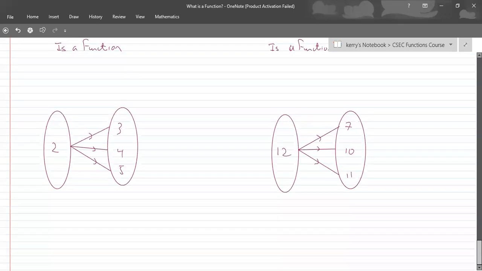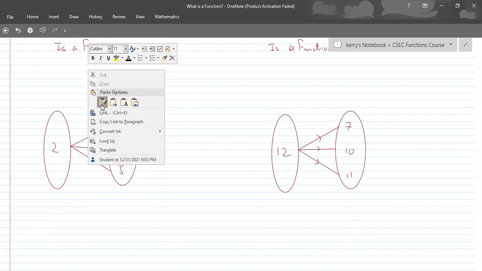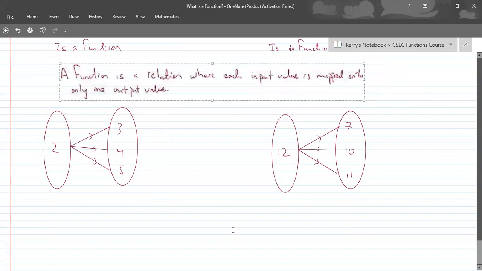All right, now let's look at these last two here for the end of this video. Again, feel free to pause the video and think it through for yourself. Let's paste the definition once more. All right, so go ahead and think that one through then.